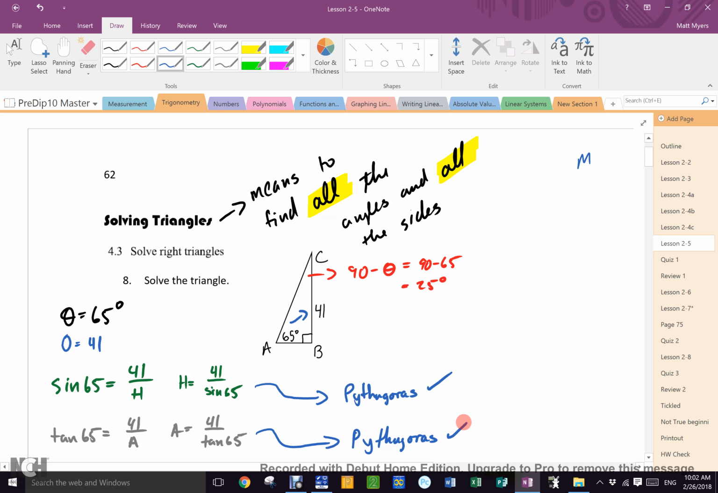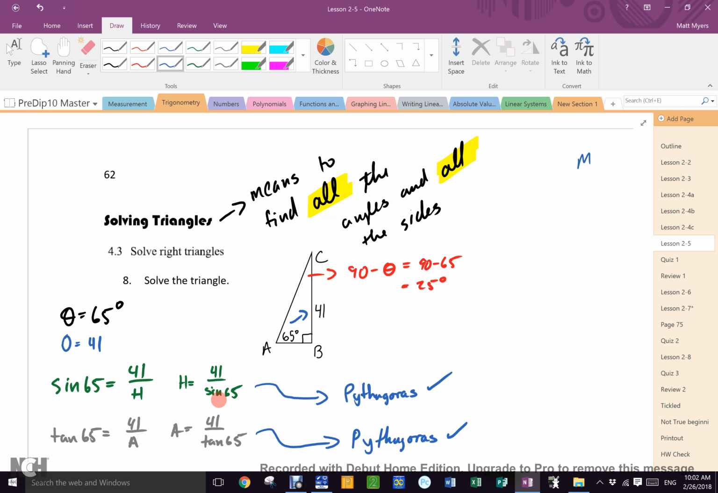It's something I can do. Is it something I have to do? Is it wrong to use Pythagoras? No. Is it right to use Pythagoras? It can be, because you can also find them using trig. So it is neither right nor wrong. It is just what you like to do.